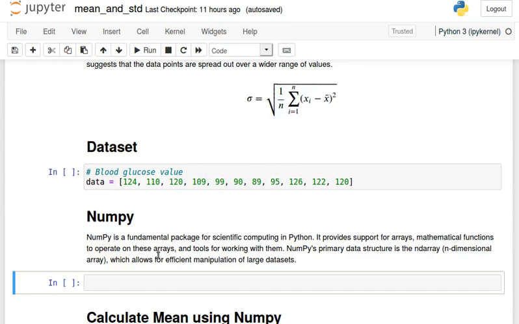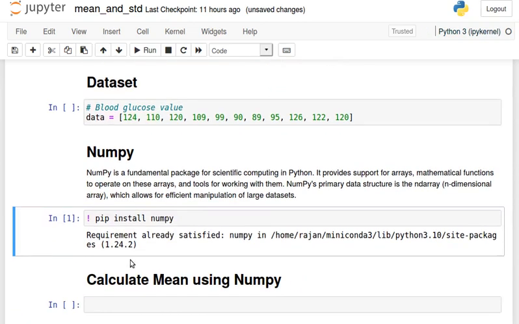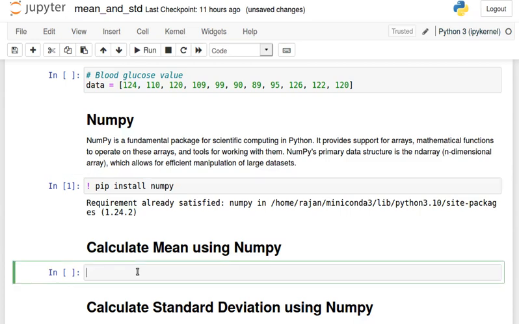Let's first install NumPy on our system. For installing NumPy, if you have Python in your system, you just have to type this command: pip install numpy. So it will install NumPy on your system. For my system, it is already installed, so it shows this message. Let's start by calculating the mean.